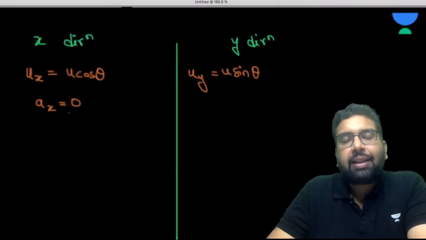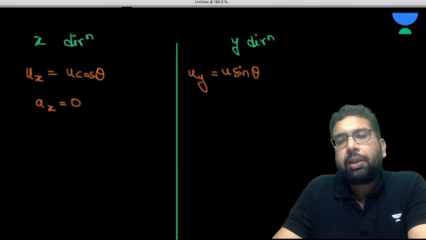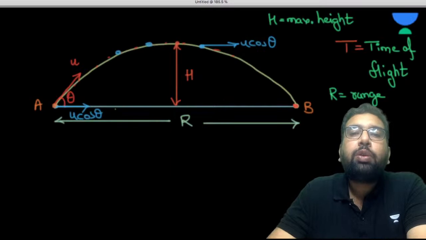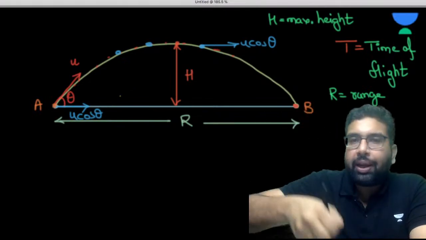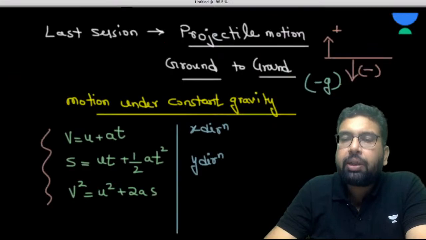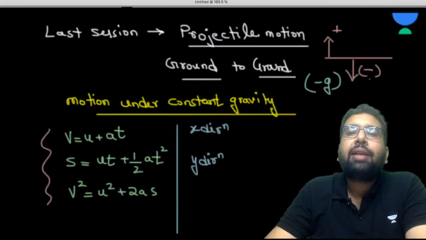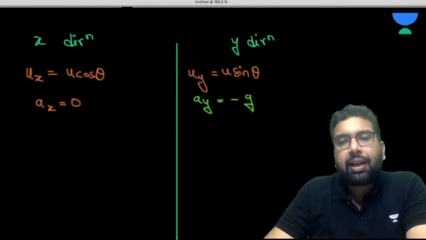So, in the x direction, there is no acceleration. Now, please tell me what will be the acceleration in the y direction, sir? It is going to be minus g. Why minus g? We know that the acceleration due to gravity is always downward, and according to our sign convention, we are going to take it as negative. So I'll take ay equal to minus g.